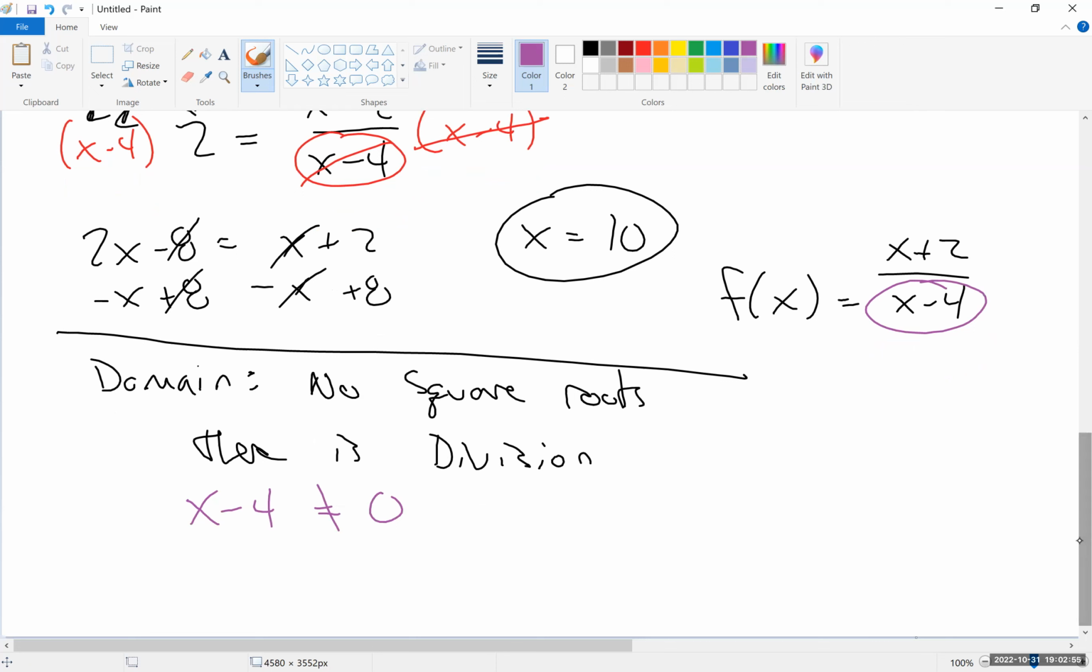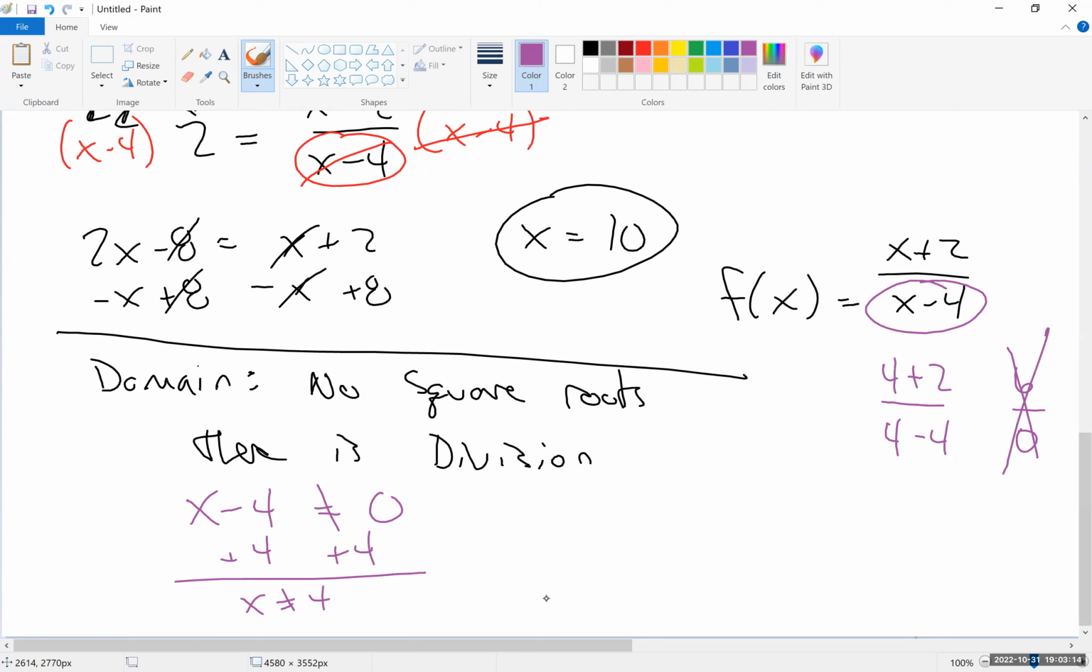Add 4 to both sides. That must mean x cannot be 4. If x was 4, it would be 4 plus 2 divided by 4 minus 4. It would be 6 divided by 0. You cannot divide by 0, which is why 4 is not part of the domain.